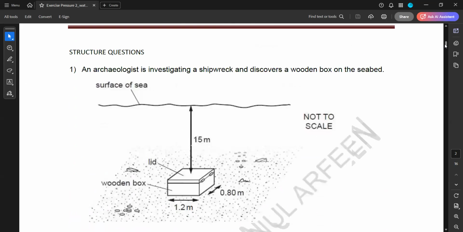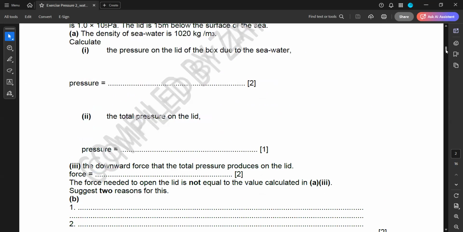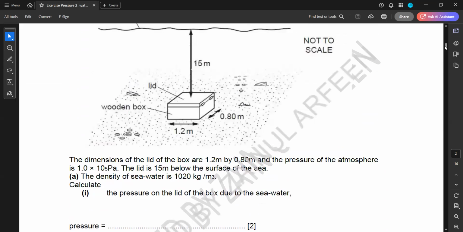Any doubt? I have a doubt on the written question, the last one. The force needed to open the lid is not equal to the value we calculated. Suggest 2 reasons. Look, for example, we want to open this box. Let's say we calculated the force needed was 10 Newton. But practically, the force which we need won't be equal to 10 Newton. It will be different. What could be the reason for that?